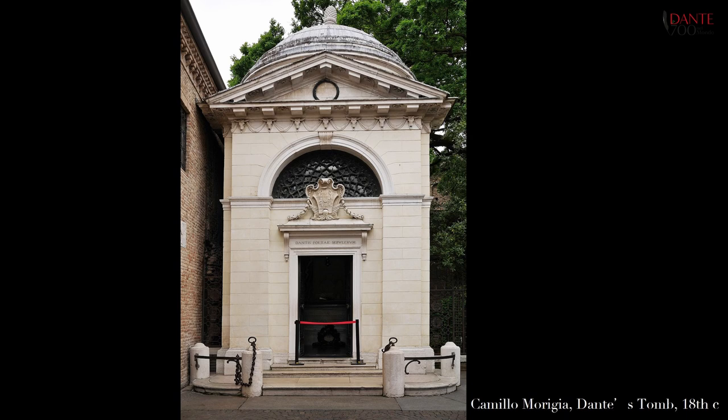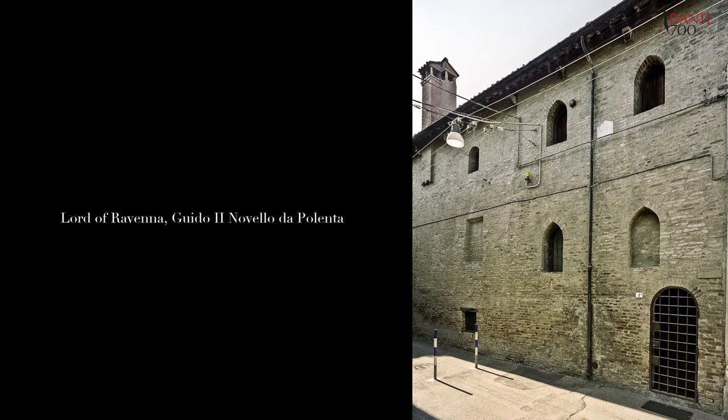Dante, as I mentioned at the beginning, is buried in Ravenna. Today you can go and visit his tomb, which, however, was built by Camillo Morigia in the 18th century, a local architect. He's also responsible for the facades of many churches there. And then this is probably the house of the da Polenta family. Dante was under the protection of Guido II Novello.